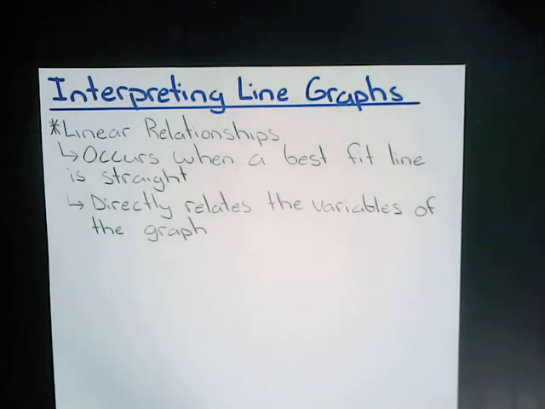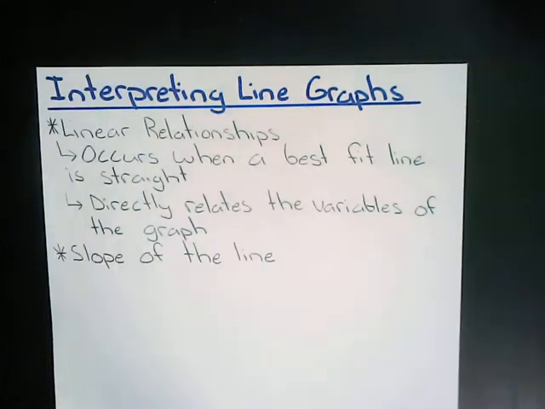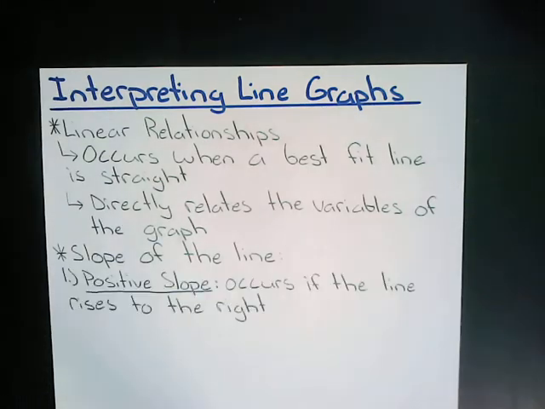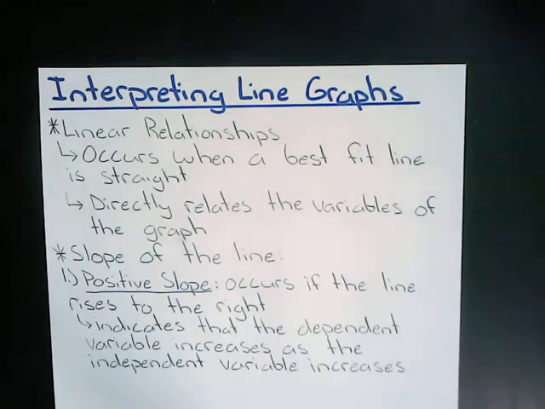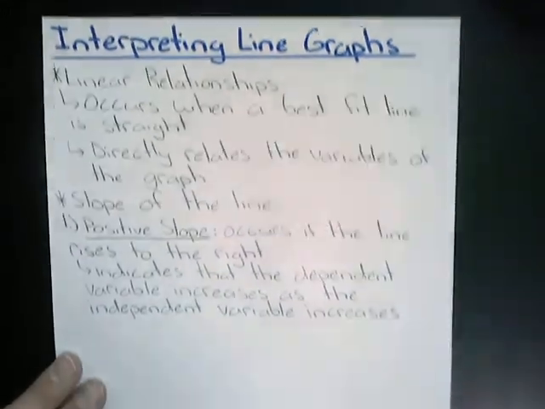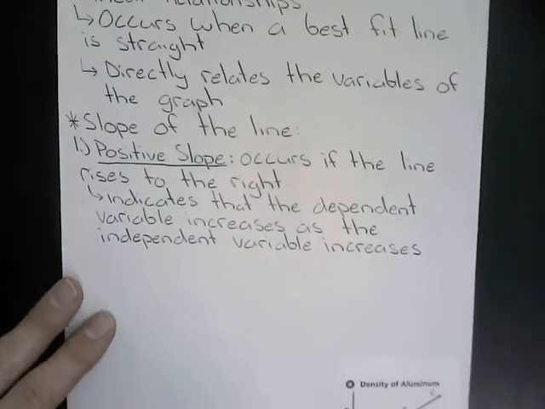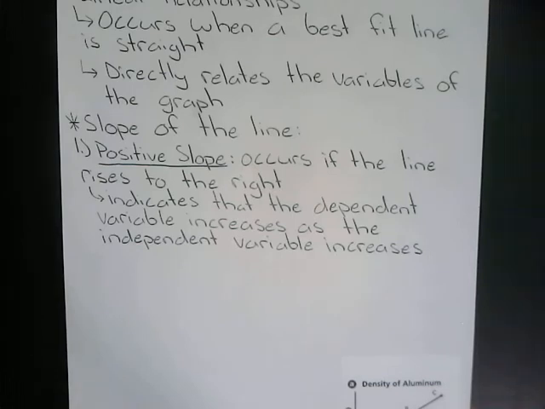Now, another thing that's really important in our line graph is determining or looking at the slope of the line. And so a positive slope is going to occur if the line rises to the right. And so if we have a positive slope, it's going to indicate that the dependent variable increases as the independent variable also increases. Now, on the flip side, we can have a negative slope, which is going to occur if the line sinks to the right.